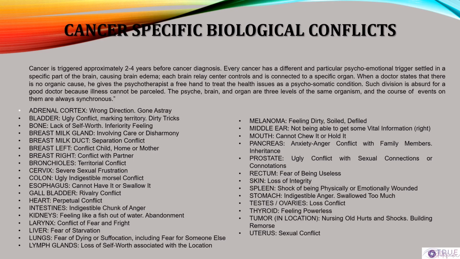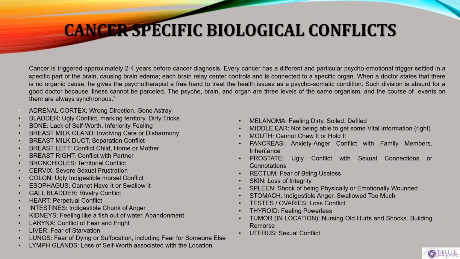Here you can see the affected areas and the specific biological conflicts that are responsible for them. For example, for your adrenal cortex, if you're having problems there, it stems from having the feeling of going in the wrong direction or going astray. Bladder problems stem from ugly conflict, marking territory conflict, or having the feeling that somebody plays dirty tricks on you. Bone problems stem from a lack of self-worth and a feeling of inferiority. Problems with the breast milk glands involve problems that involve care or disharmony. Problems with breast milk ducts stem from a separation conflict. Problems with your left breast stem from a child, home, or mother conflict.